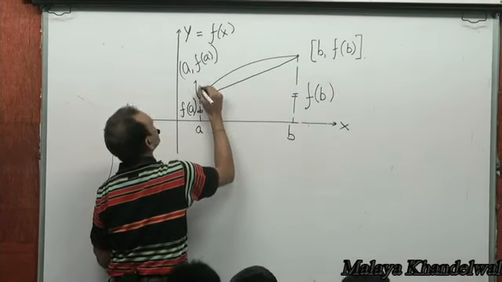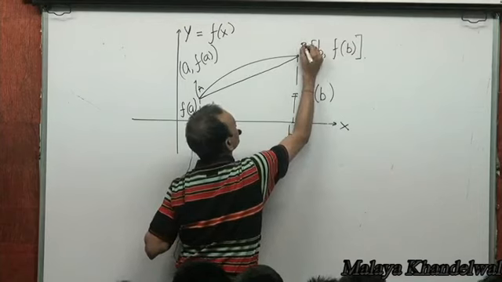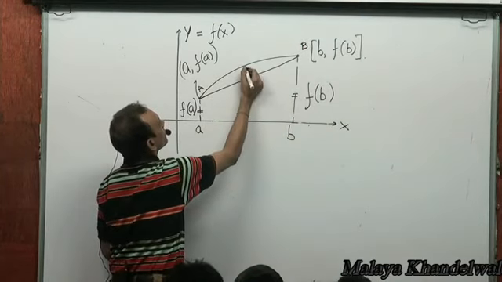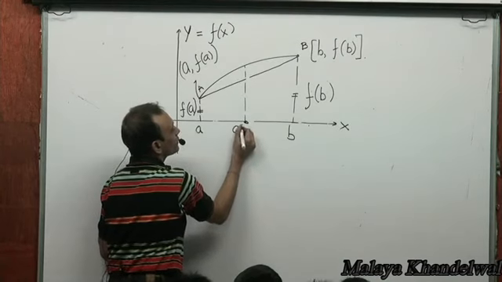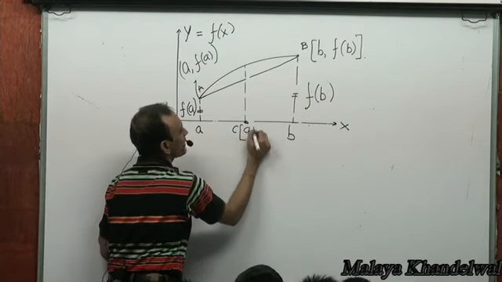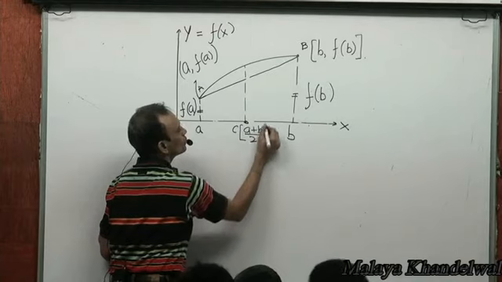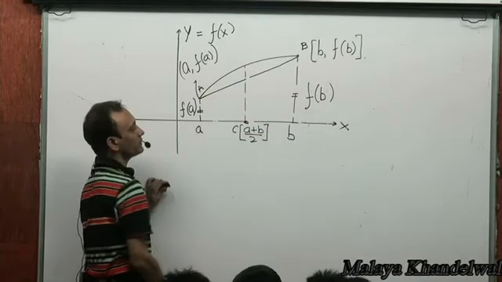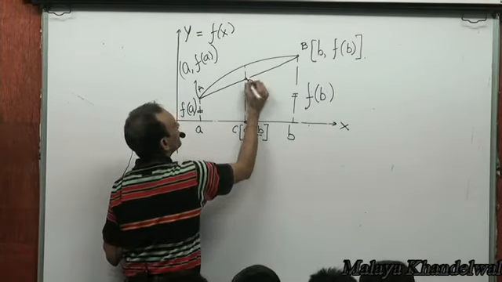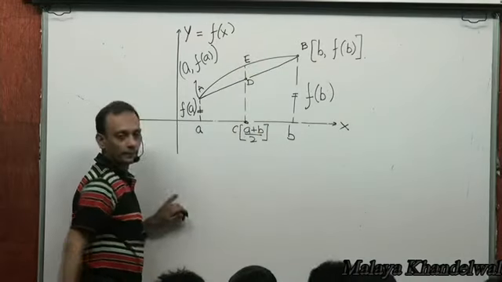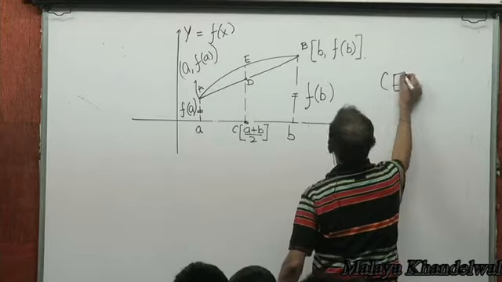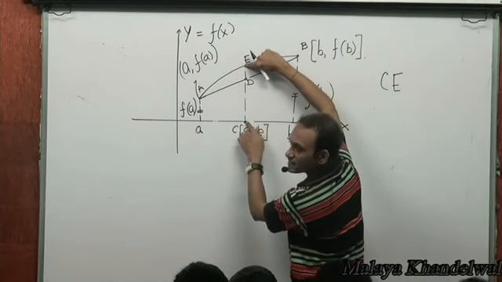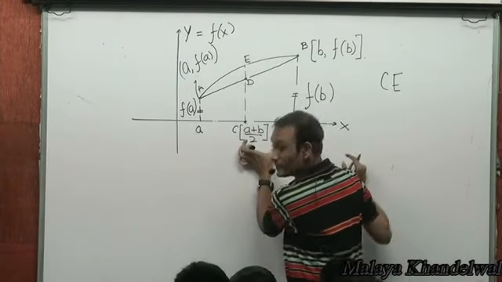Look at this second AB. Look at a point C with x coordinate a plus b by 2. Right? Let me call it D, let me call it E. Do you realize that CE then, if this is x, this would be fx, C therefore would be f of a plus b by 2?